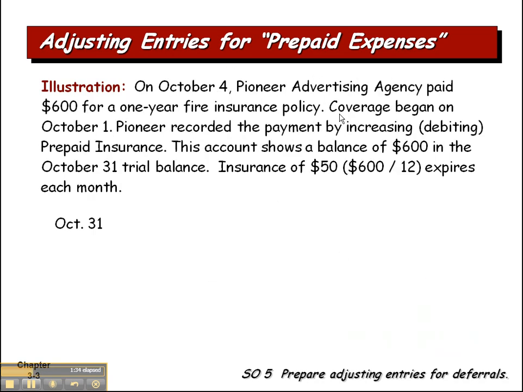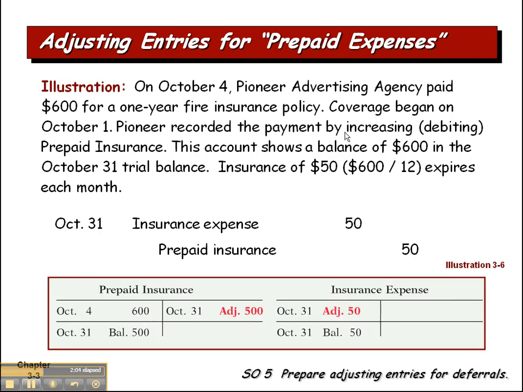Here we go, another one. October 4th, Pioneer Advertising Agency paid $600 for a fire insurance policy. Coverage began on October 1st. They recorded the payment by debiting prepaid insurance. The asset shows a balance of $600 in the October 31st trial balance. So basically, insurance of $600 divided by 12 expires each month, $50. And the way we show that is insurance expense $50, prepaid insurance $50.